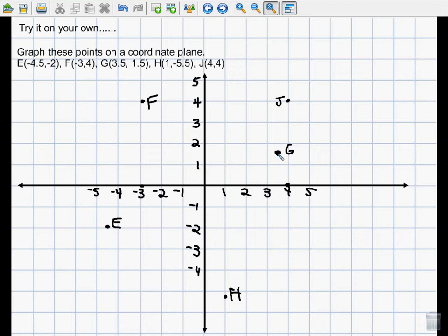And then H, we've got 1 and then -5.5. So we're going all the way down to 5.5. And here's H somewhere down here. That's great. What quadrant is she in? 4. That's 4. And then we have J, which is 4 and 4. Perfectly done. What quadrant is J in? The 1. Okay, so we're getting a little quicker with it. We're getting better at it, but that's what we're after.